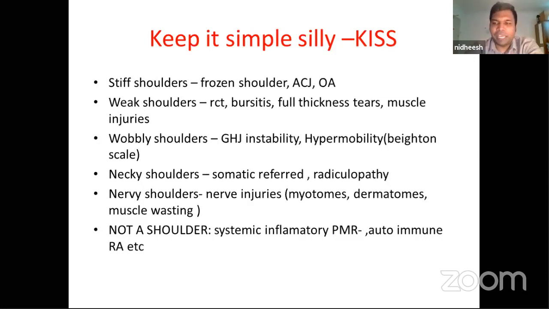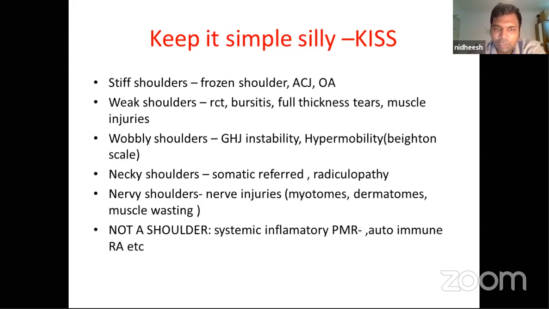In my clinics, I don't have a lot of time. So what I do is I simplify my shoulder problems. How do I simplify them? I name the shoulders as below. I name them as stiff shoulders. Generally, when I say stiff shoulders, the very word stiffness indicates what we are talking about. It could be frozen shoulder, ACJ OA, and then our weak shoulders.